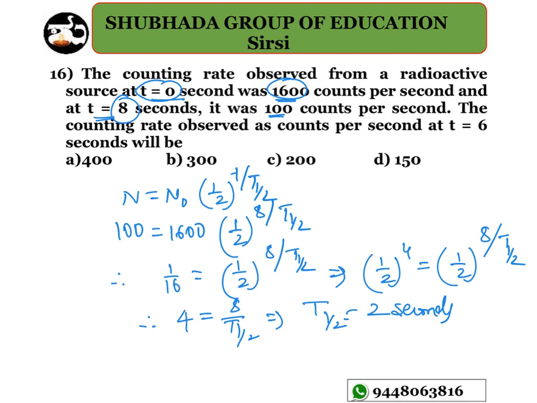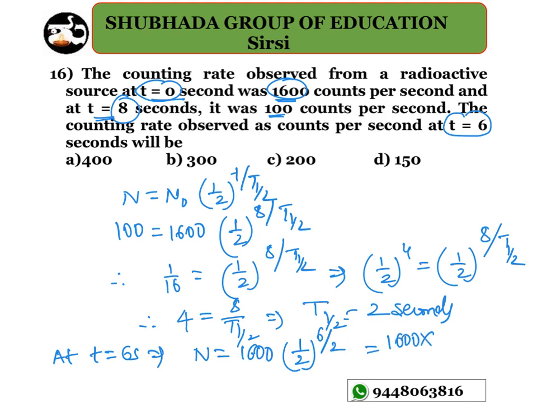Okay, so again at t equal to 6 seconds I need to calculate the counts per second. At t equal to 6 seconds, I can say that N equal to N naught, which is 1600, times 1 by 2 to the power of 6 divided by 2, correct. Now 1600 into 1 by 8. Now 1 by 8 of 1600, I will get 200 counts. Option C is the right answer, 200 counts. Okay, so this is how you can solve this problem.